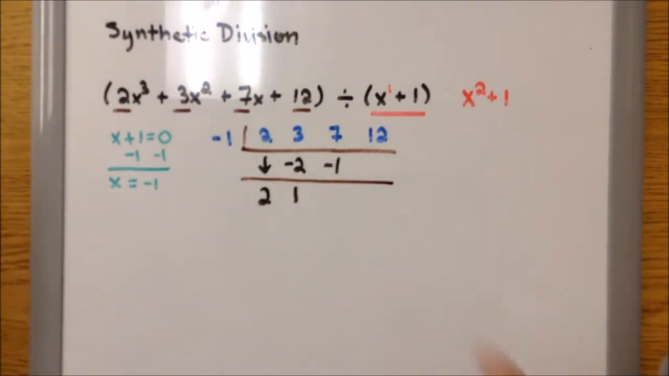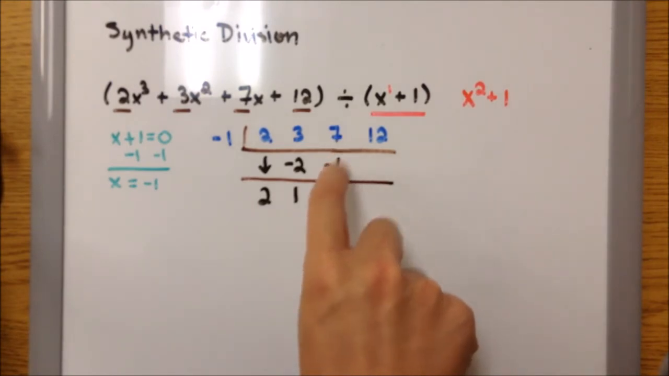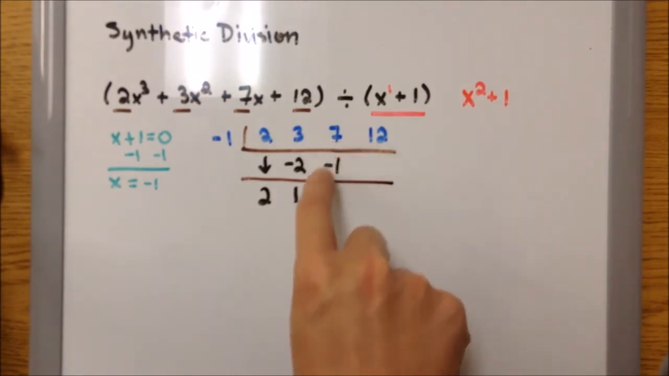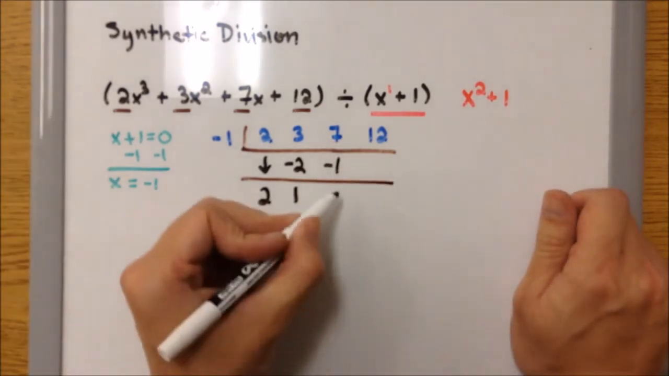Alright, so again, we have a positive 7. We're going to start with the top. So 7, and we have a -1. 7 minus 1. So again, 7 minus 1, that's just 6.